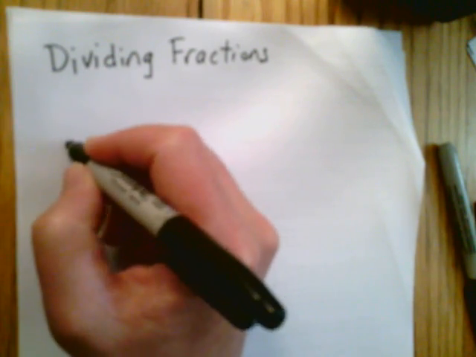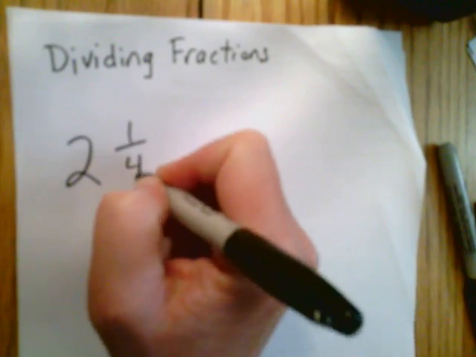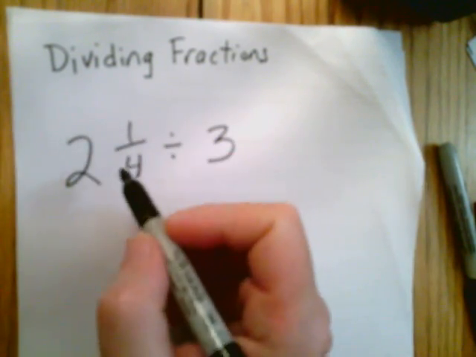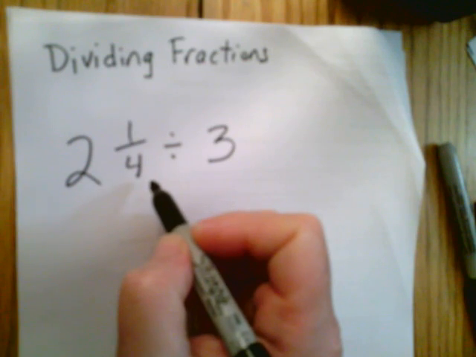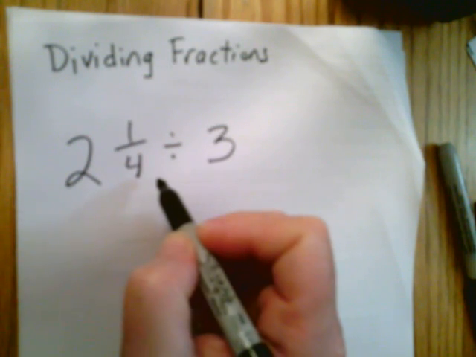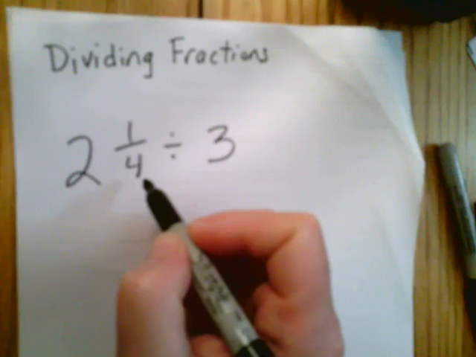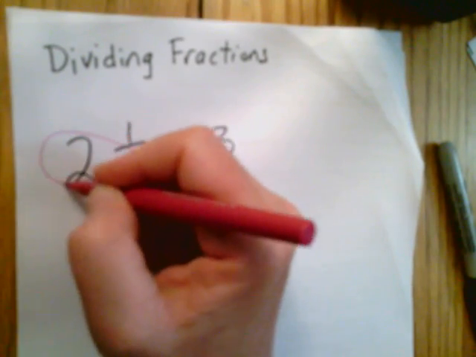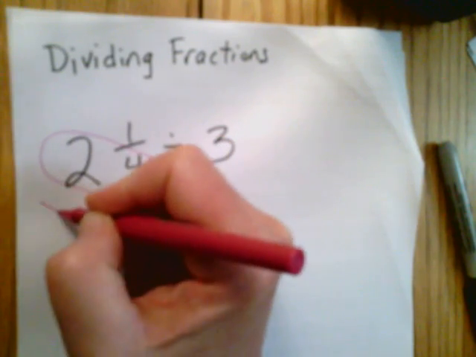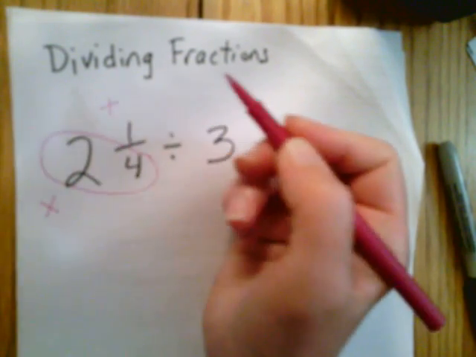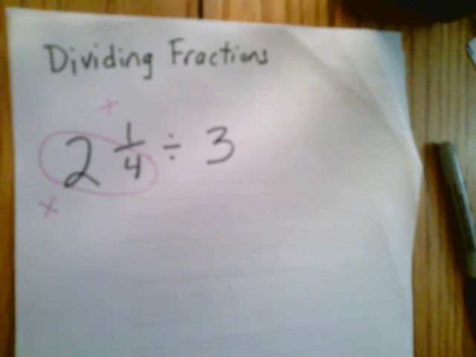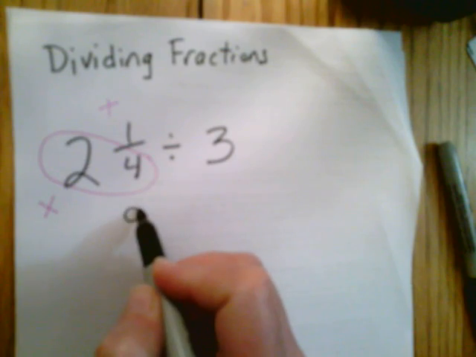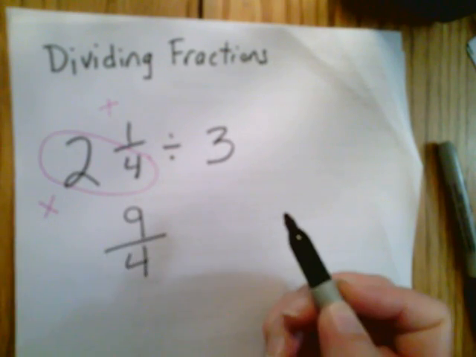So for example, if we have 2 and 1/4 divided by 3, our first step is to get this into an easier fraction to work with. Remembering that we're going to multiply the denominator and the whole number, and then add the numerator. So we have 4 times 2 is 8 plus 1 is 9, and we're keeping the denominator the same.